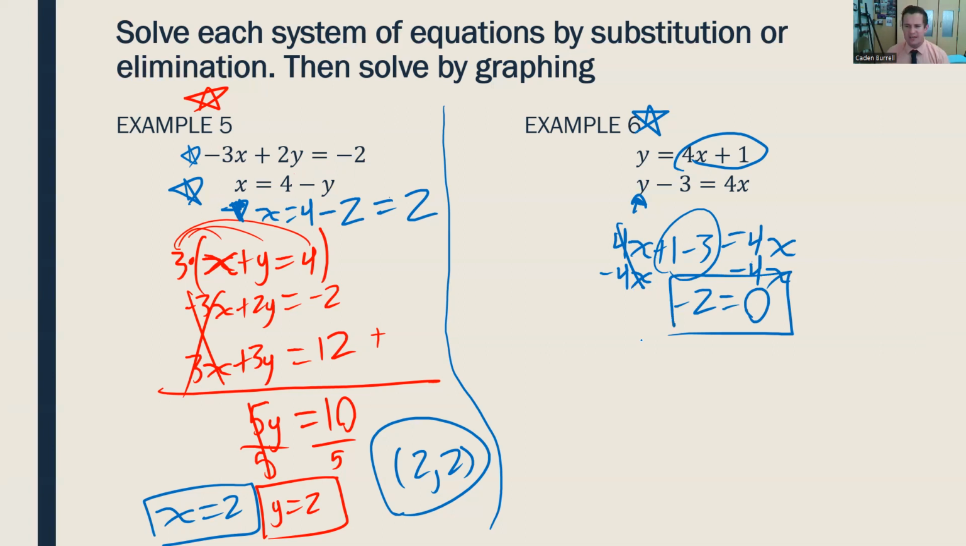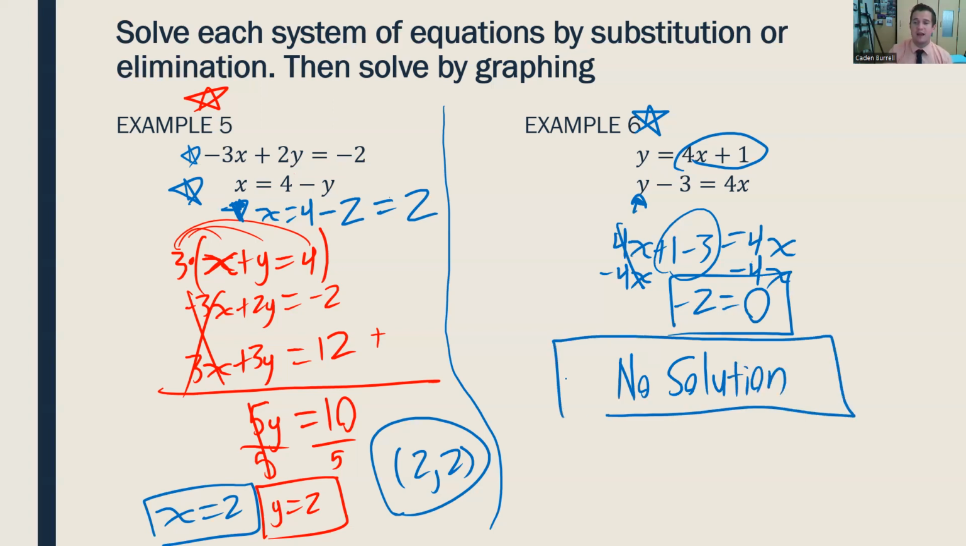Interesting. All the x's went away, and I'm left with -2 equals 0, which doesn't even make sense. -2 doesn't equal 0. So when I have this situation, that means there's no solution. There's no value for x and y together that's going to satisfy both of these equations.